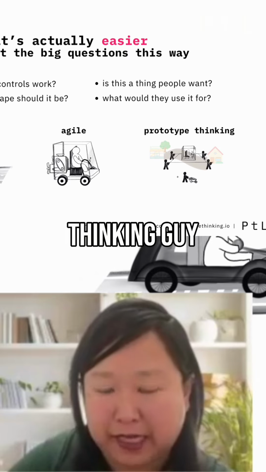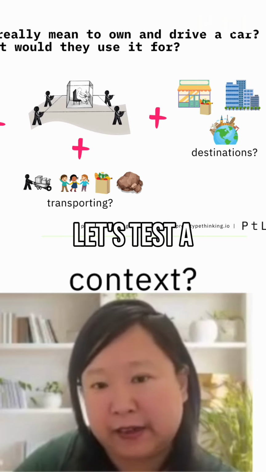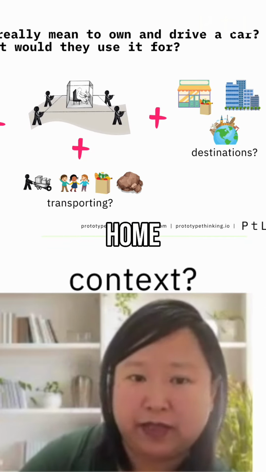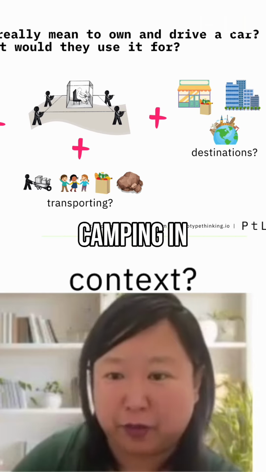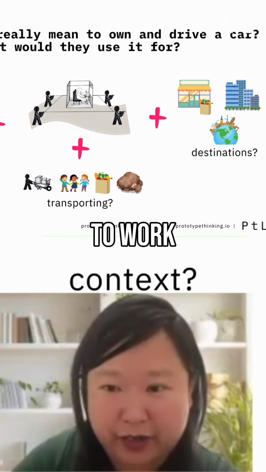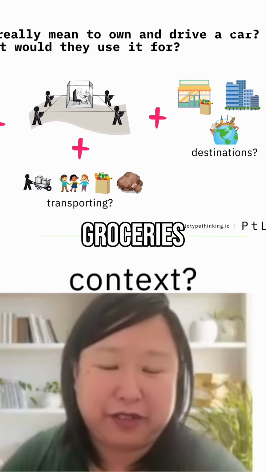But in your prototype thinking guide with a car that you put together in an hour, you can be like, okay, let's test a bunch of different contexts. Are you starting at home? Is this a party scenario? Is this something that you drive only when you're out camping in the woods? Are you going to a store? Are you going to work? Are you driving to like Mexico? Are you transporting packages or children or groceries or giant rocks?